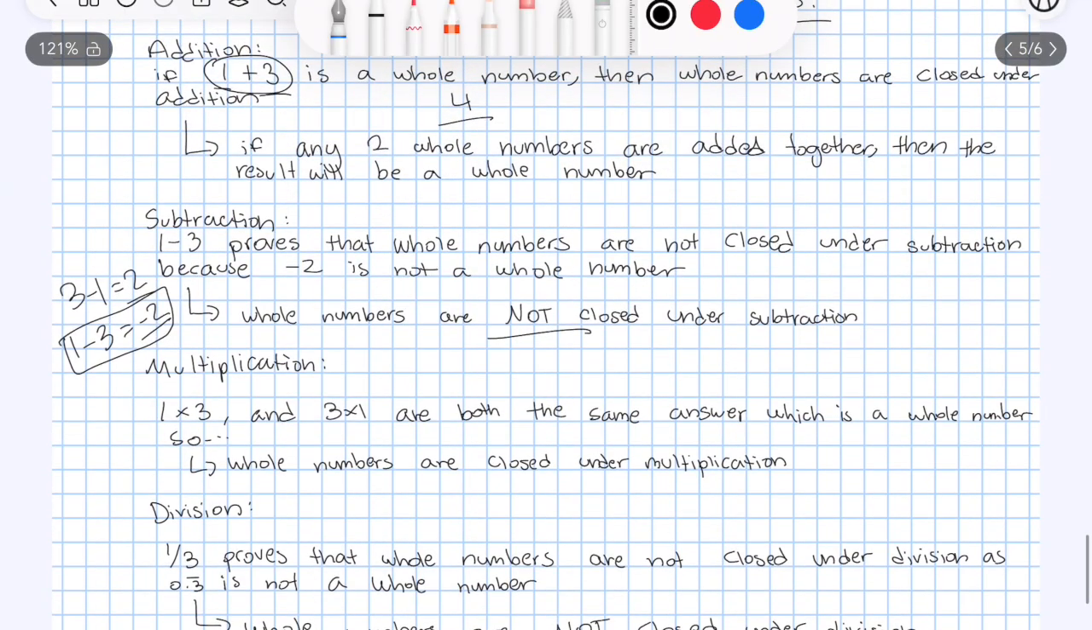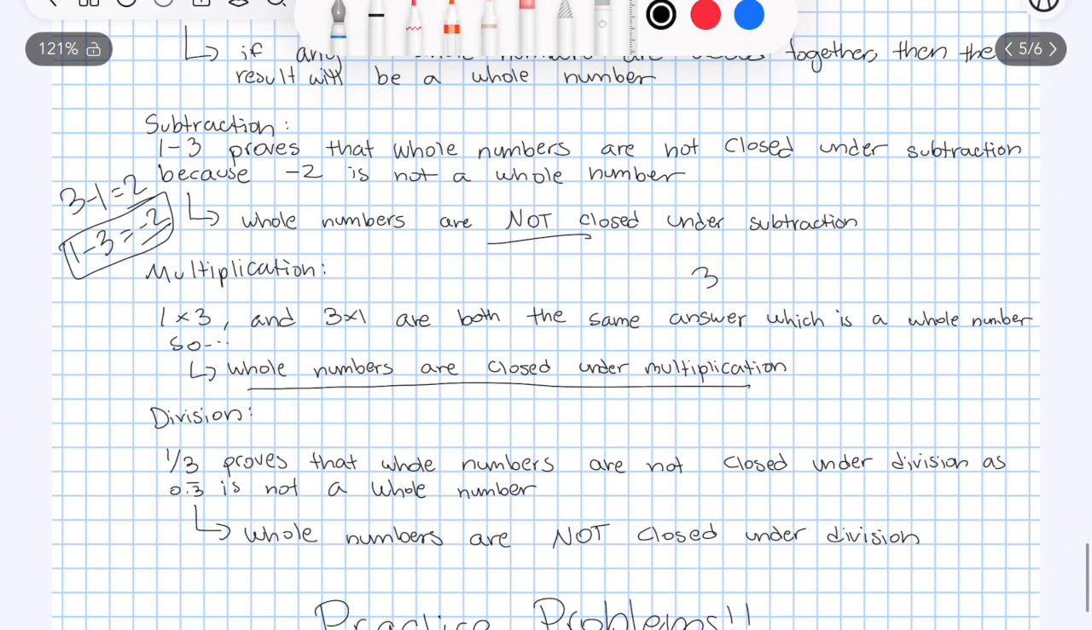Then we have multiplication. 1 times 3 and 3 times 1 are both the same answer, 3, which is a whole number. So we can assume that if any two whole numbers are multiplied together, the result will be a whole number. And so whole numbers are closed under multiplication.